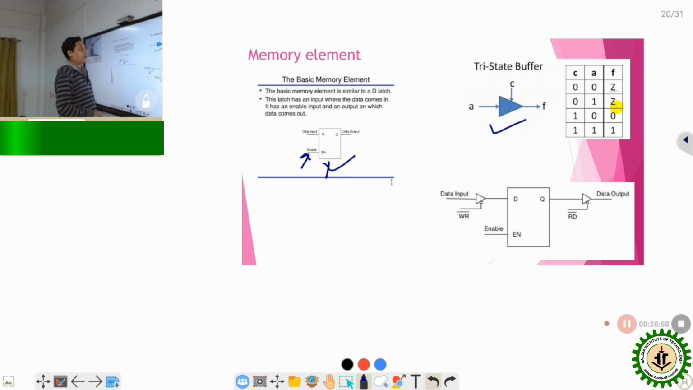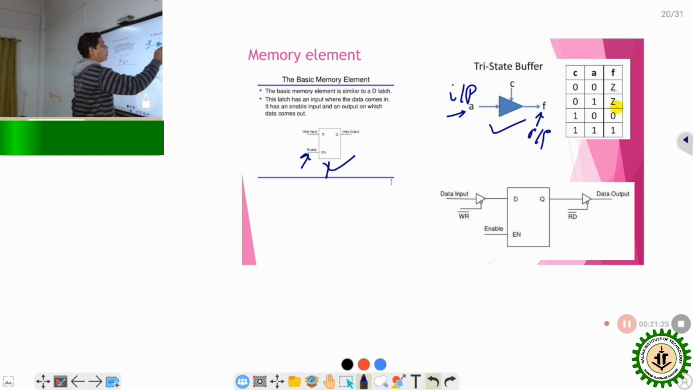So, what is the function of a tri-state buffer? Now, to control the flow of data either at the input terminal or output terminal, we use a tri-state buffer. The tri-state buffer has the characteristic that there are 3 terminals present. This is the input terminal, this is the output terminal, whereas C is the control terminal. C controls the flow of data from the input to the output.